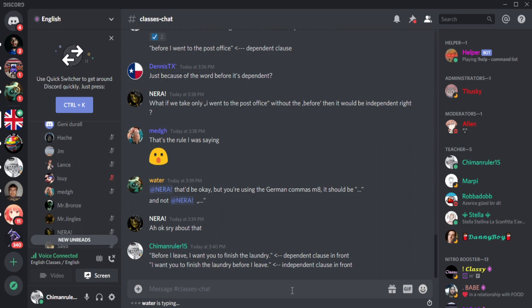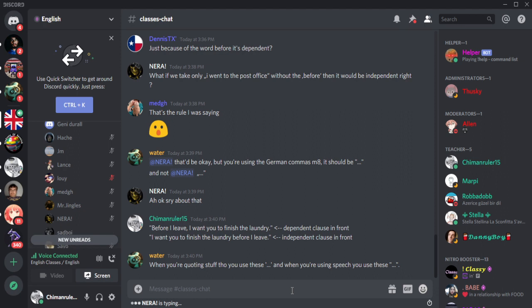So in the first case, the dependent clause is in the front. So if you're going to have it at the front, you need to put a comma after it. But if you have it towards the back and the independent clause in the front, then you don't need the comma. So don't type I want you to finish the laundry, comma, before I leave. No, don't do that.